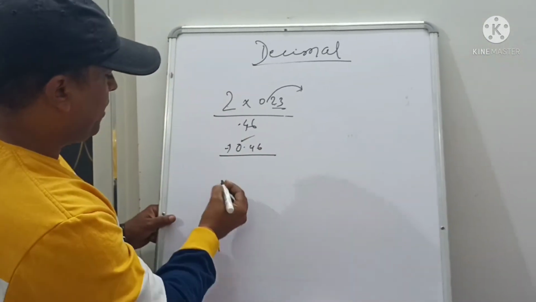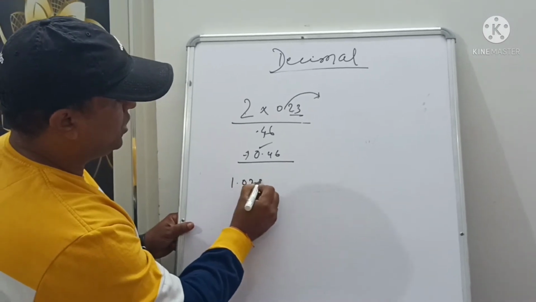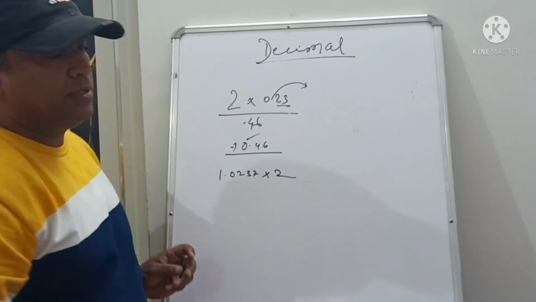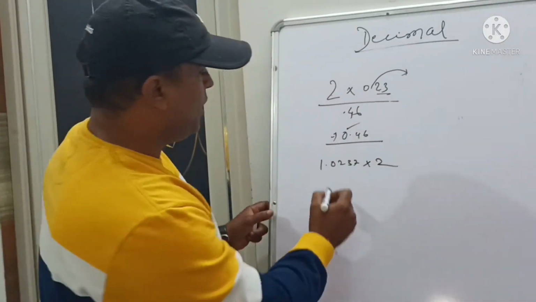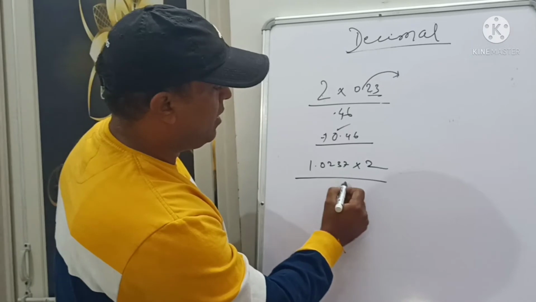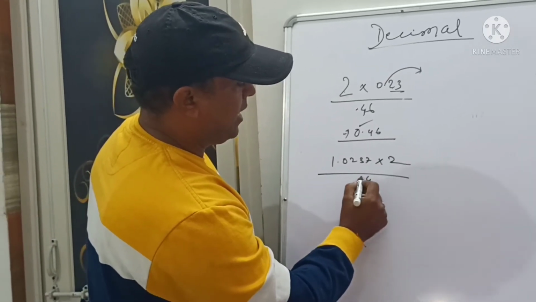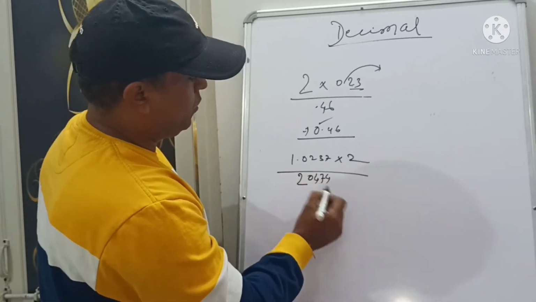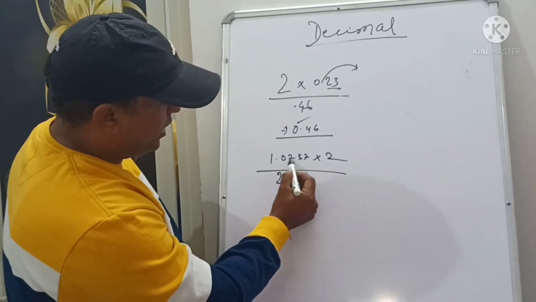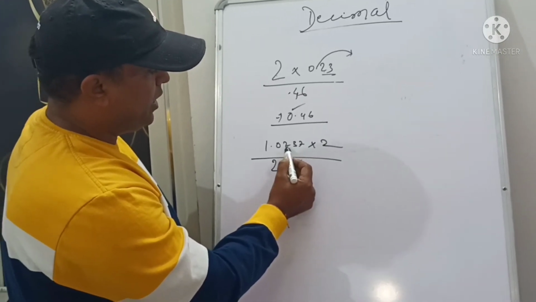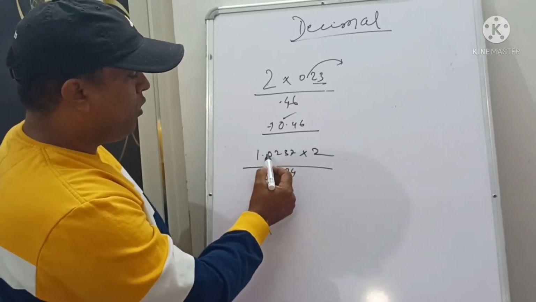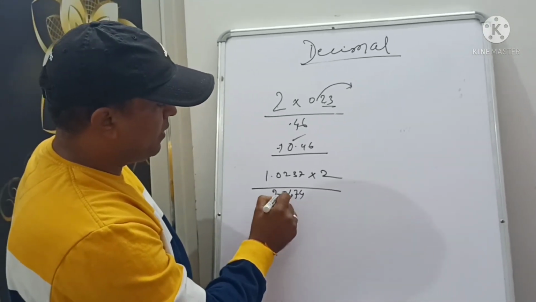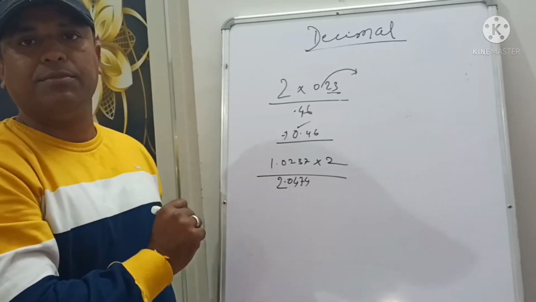I will give one more example. If it is 1.0237 multiplied by 2, you forget this decimal, think that there is no decimal. Just do the multiplication. 2 7s are 14, 2 3s are 6 and 7 beta. Then 2 2s are 4, 2 zeros are 0, 2 1s are 2. Now count the numbers: 1, 2, 3, 4. Before 4 digits there is the decimal. Then before 4 digits you put the decimal.